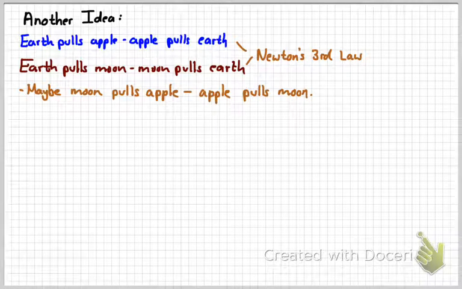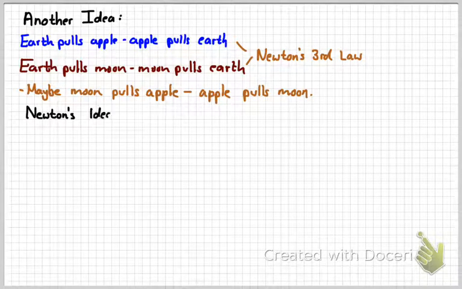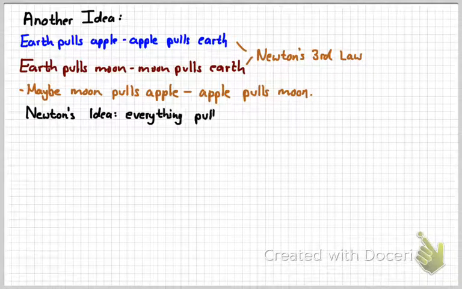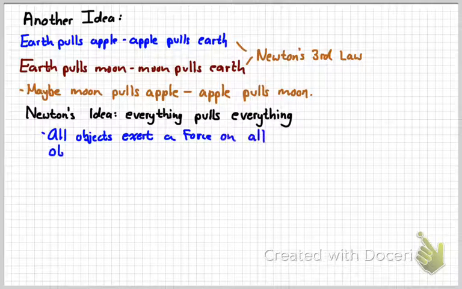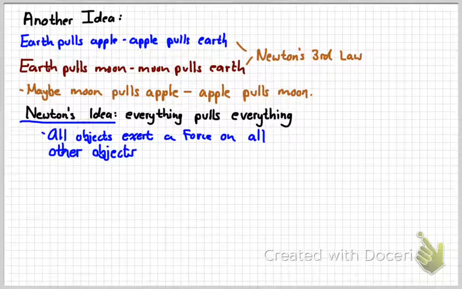So if the Earth pulls an apple, the apple pulls the Earth, the Earth pulls the moon, the moon pulls the Earth, maybe the moon also pulls the apple, and the apple pulls the moon. Newton referred to this big idea as gravitation. His big idea was that everything pulls everything. Put in more fancy terms, all objects exert a force on all other objects. So right now, all the objects around you are being pulled towards you, and you're being pulled towards them.